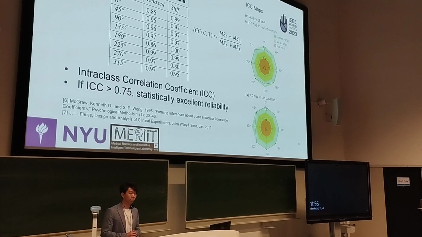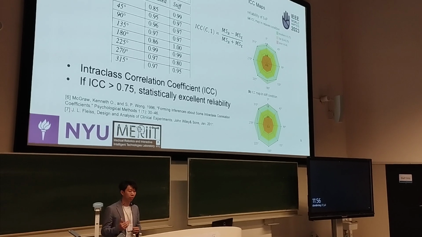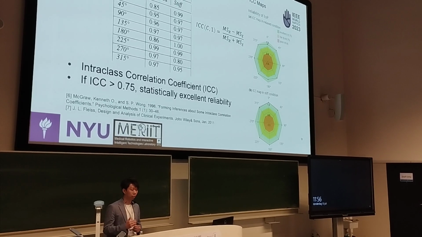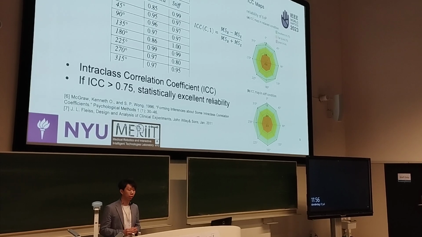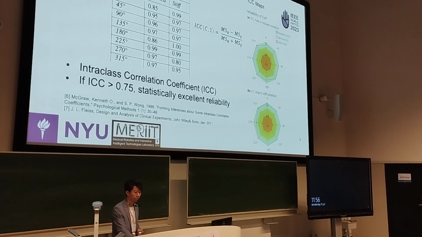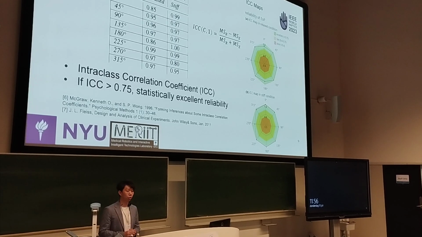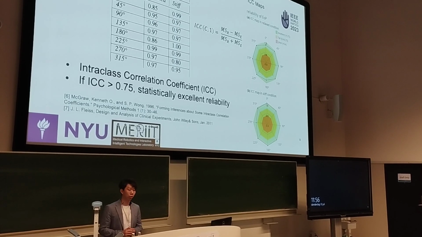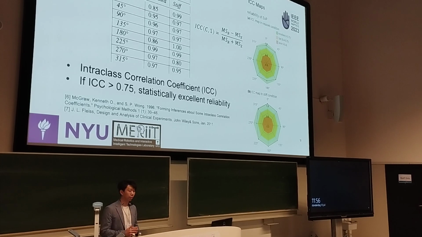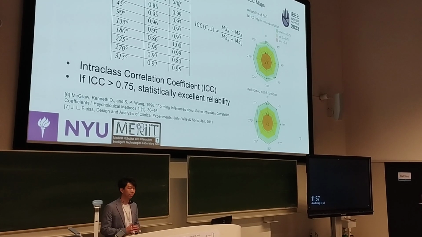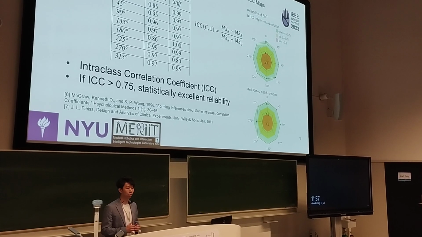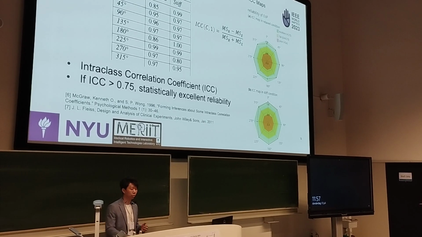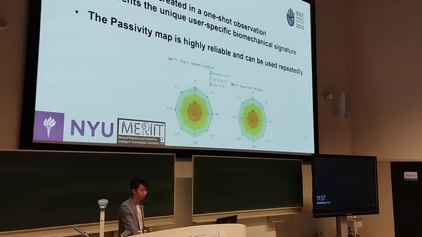The Fields scale is used to interpret the ICC value. An intra-class correlation coefficient value greater than 0.75 means that the test data has excellent reliability. As can be seen, for all geometric directions and for both muscle contraction levels, the value of the ICC is greater than 0.75, which means that the interday excess of passivity identification shows excellent reliability across all conditions.